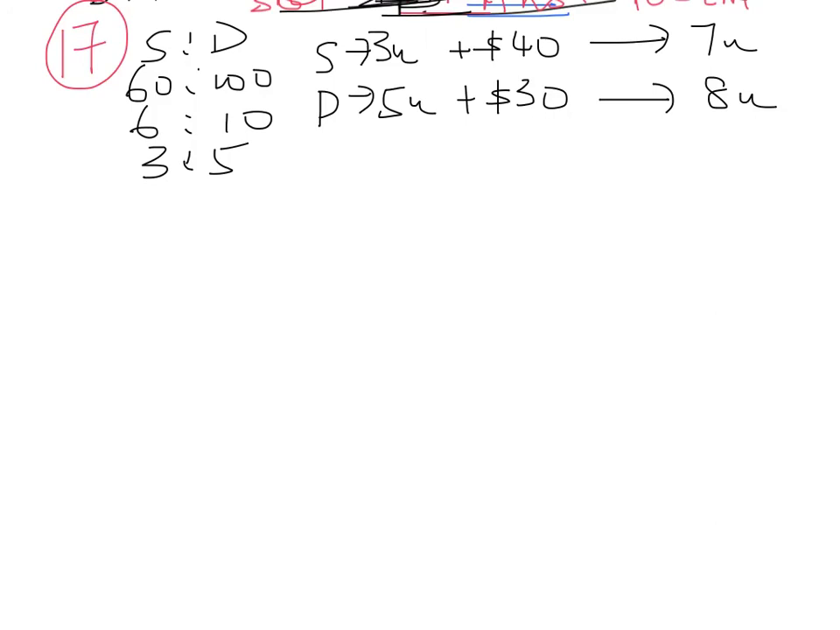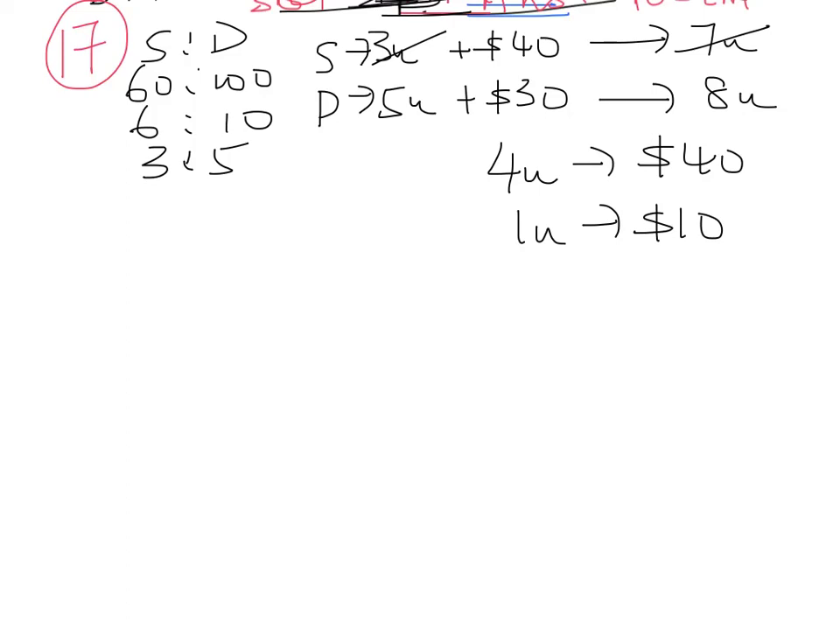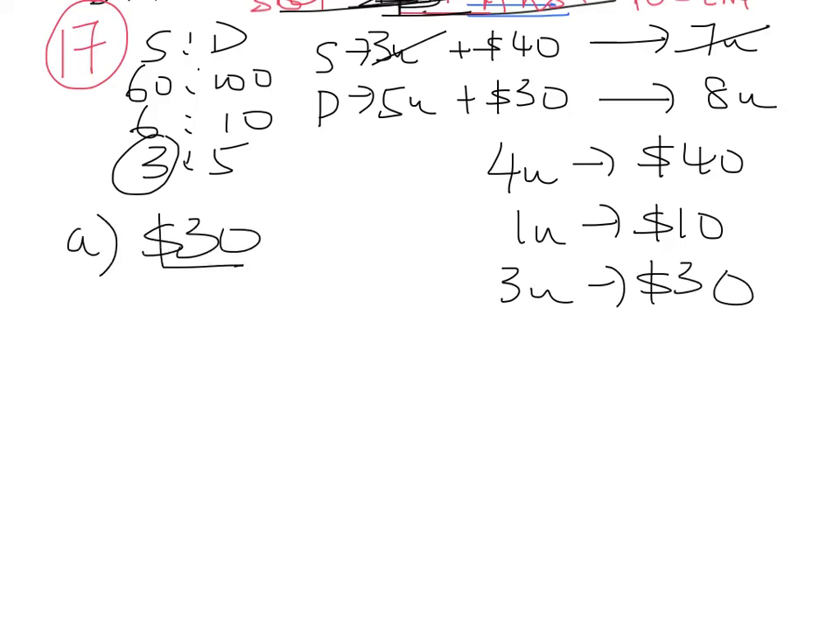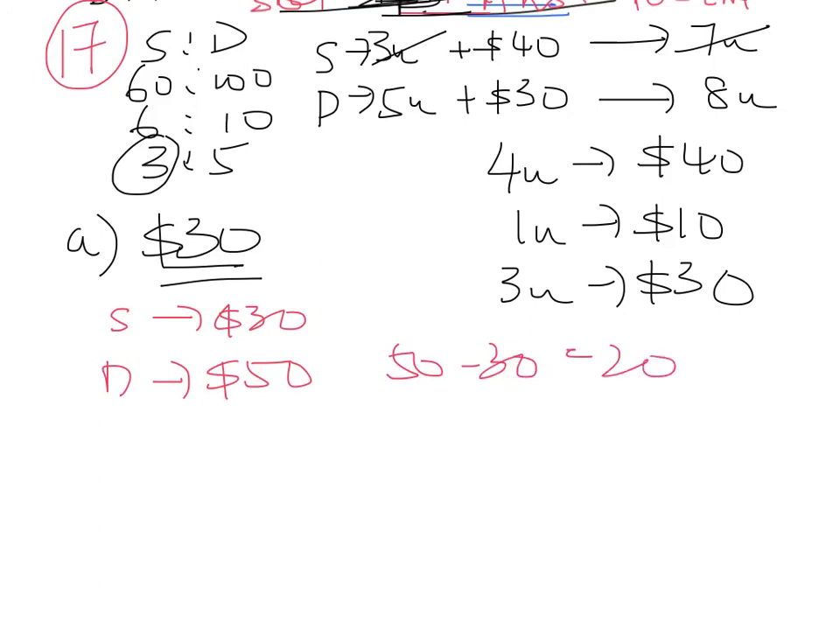Minusing 3 units from 7 units, we have 4 units is $40. 1 unit is $10. How to find Susie's saving at first? Her saving at first was 3 units, so 3 units is $30. So for question A, the answer is $30. Now question B, how much more did David save at first? At first Susie saved $30. David, which is 5 units, is $50. So 50 minus 30 equals $20. So answer B, David saved $20 more at first.